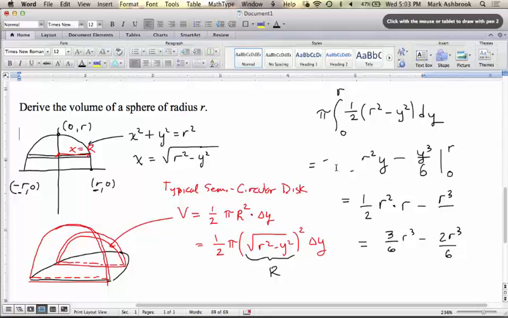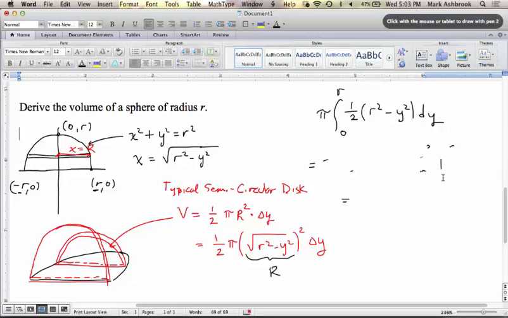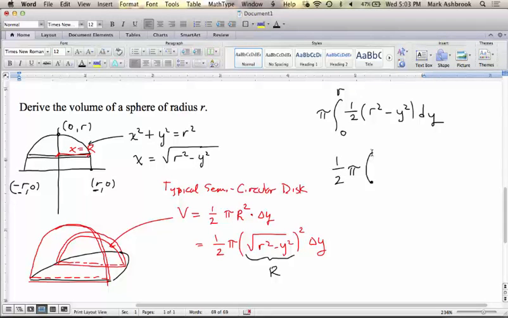Let's start over this part. Too many mistakes and changes. But I'm feeling very confident here. Yes, I like that idea. Let's take the 1/2 pi out, all out. 1/2 pi times r squared y minus y cubed over 3 from 0 to r.